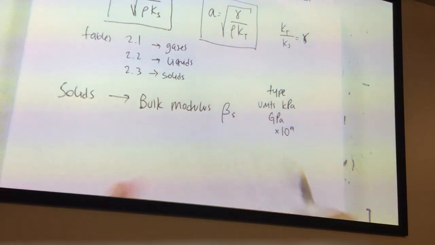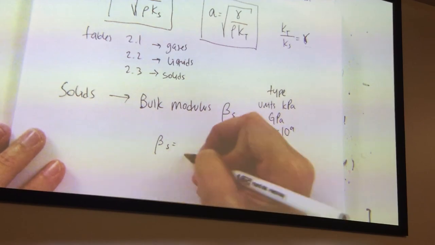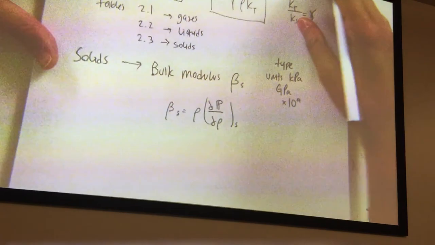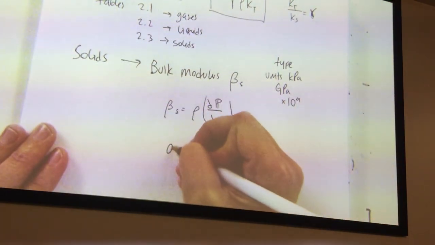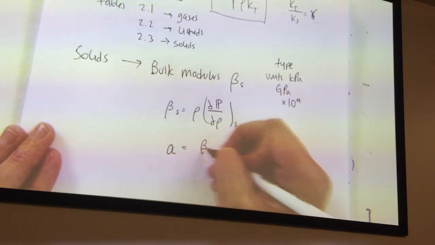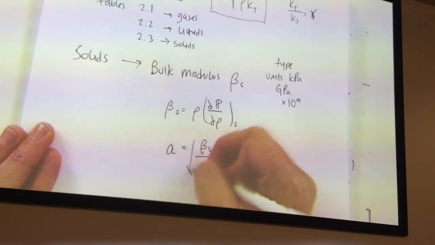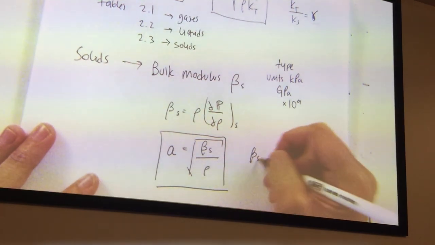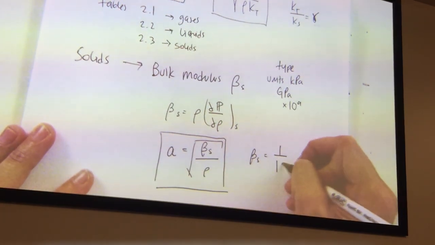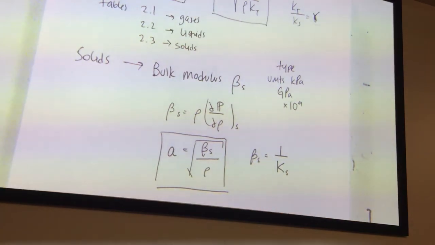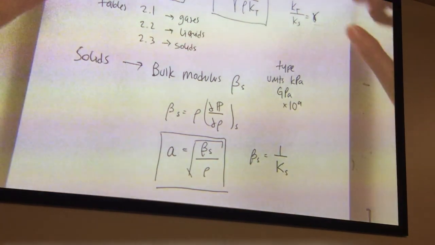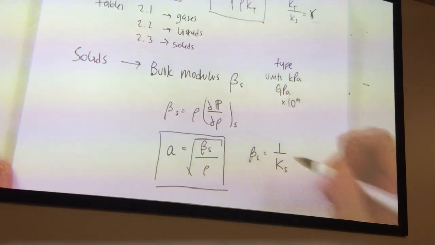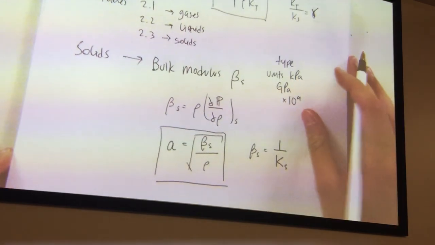For solids, this bulk modulus is equal to rho times dp over d rho at constant s. And what's important here is that the speed of sound is the square root of that, and that would be the speed of sound in a solid. This bulk parameter is really the inverse of the isentropic compressibility parameter. That's why in some textbooks it might be interchangeable, so it's important to look at the units to make sure you have the right value.